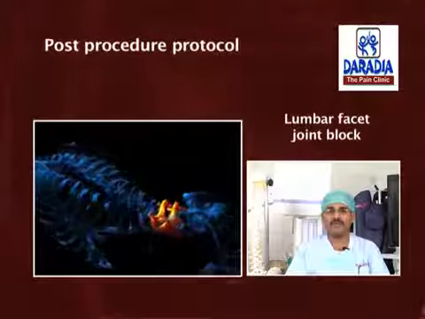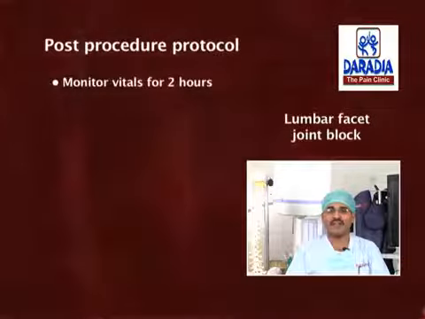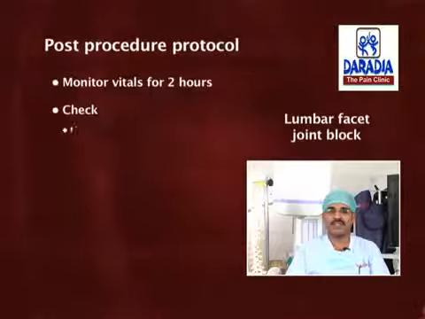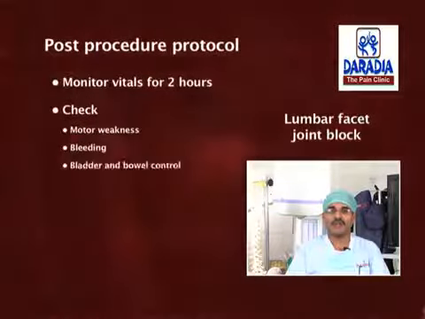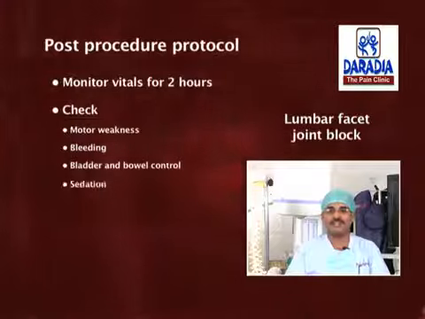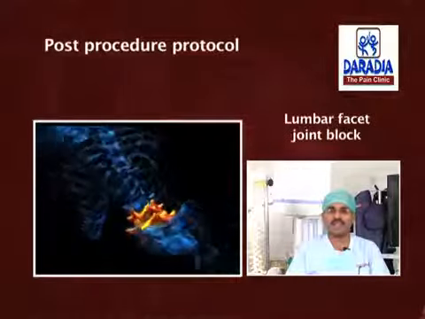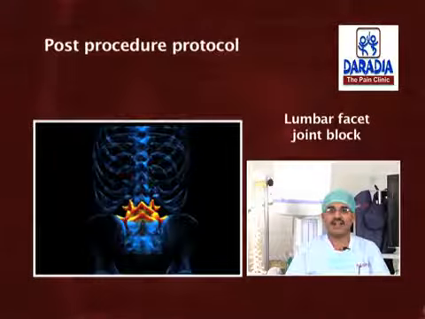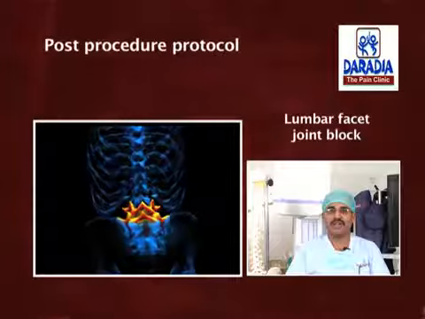In the post-procedure room, monitor the patient's vitals every 10 minutes for the next 30 minutes and every 30 minutes for the next 1.5 hours. Monitor for new onset muscle weakness, check for any fresh bleeding, check for bladder and bowel movements. Once the patient is out of sedation and you feel that the patient can take care of his needs, then he can be discharged.